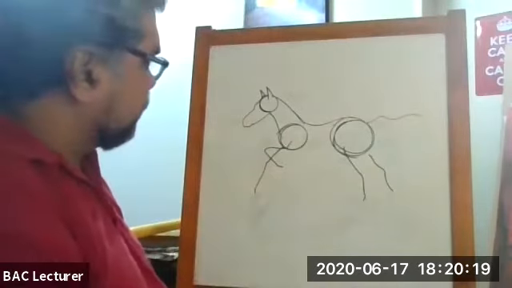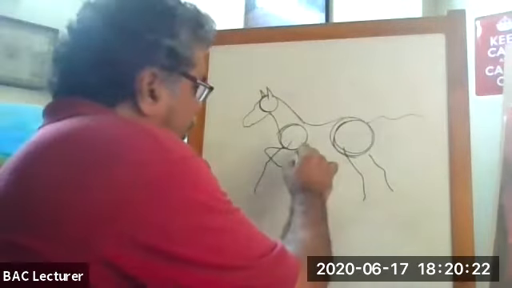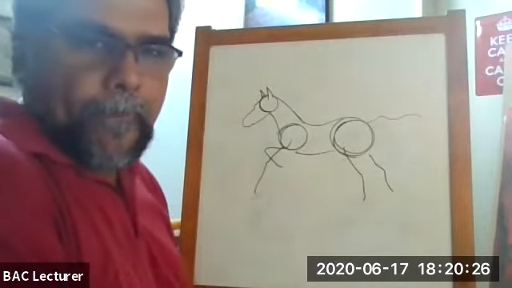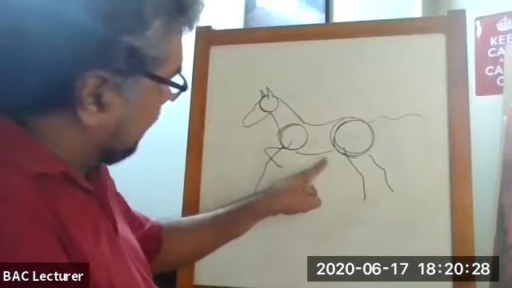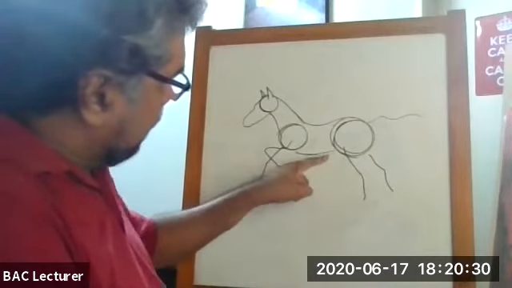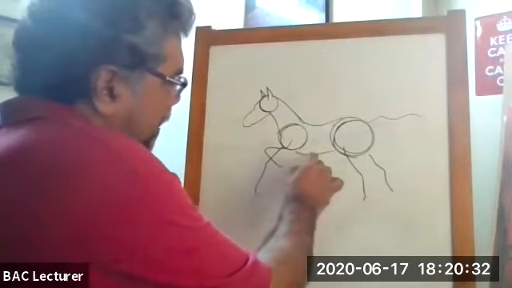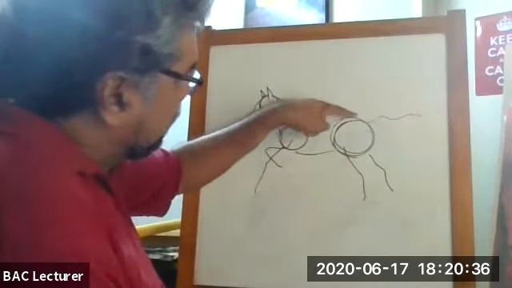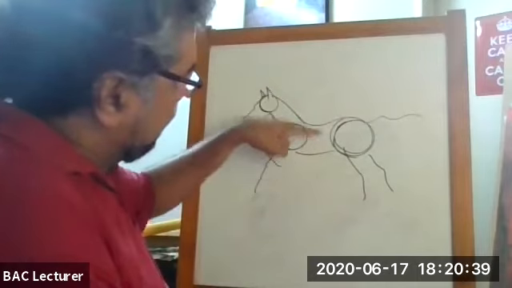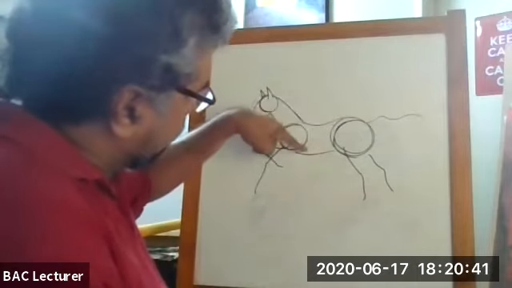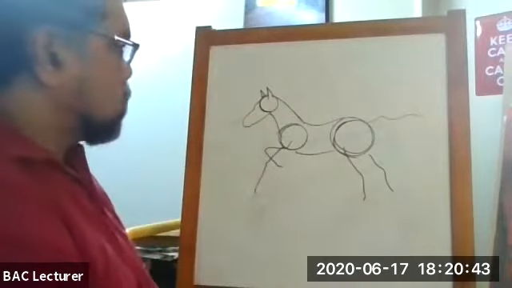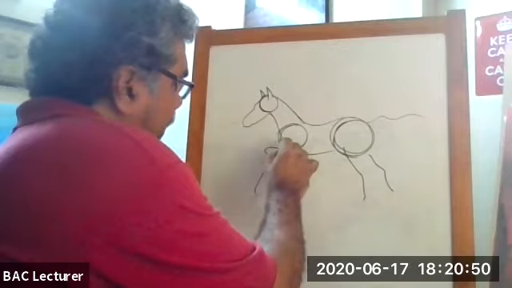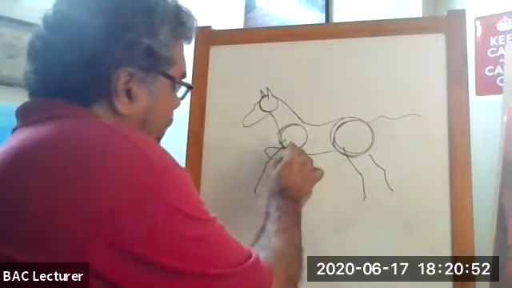So get the lower body first. The stomach. It has to come down and then go up, similar to this. It has to follow this curve here. So just follow this curve. Once you've done that, let's now get the leg.